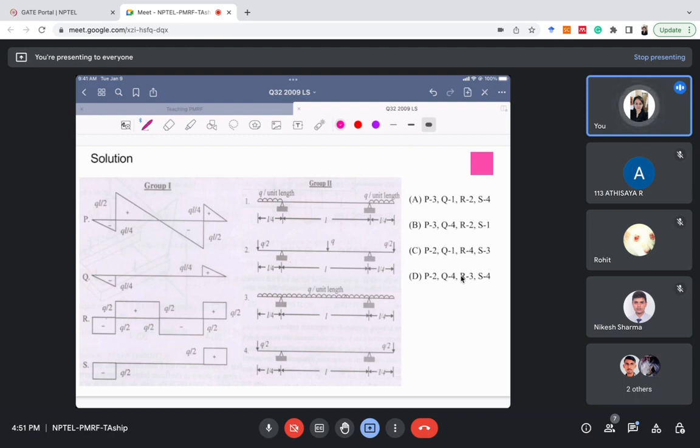In this problem, for all the options given to us, either P matches with 3 or P matches with 2. So we will consider these two things only. Either I'll check P with 2 or 3, because according to the options, there's no P4 or something like that.